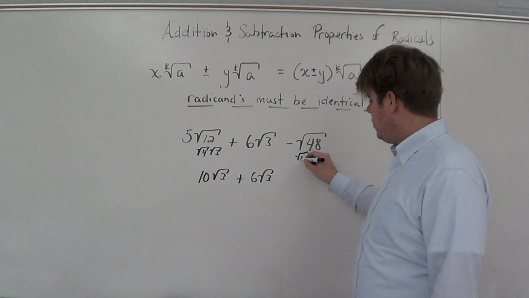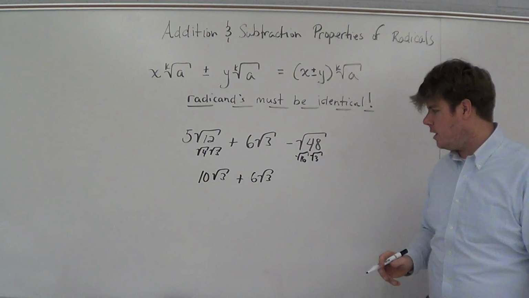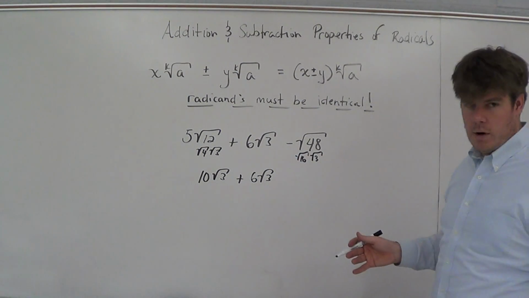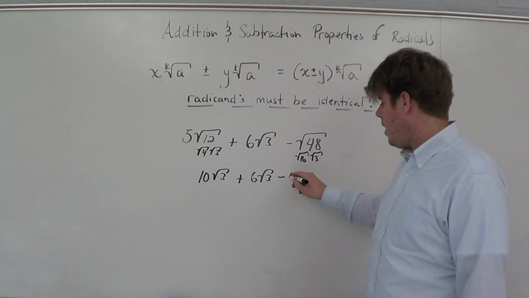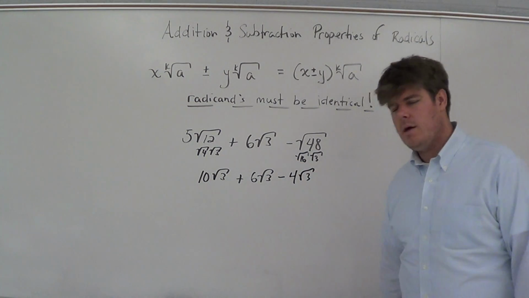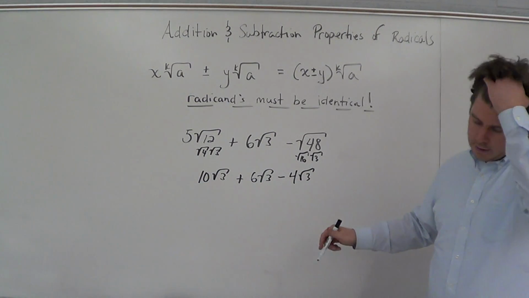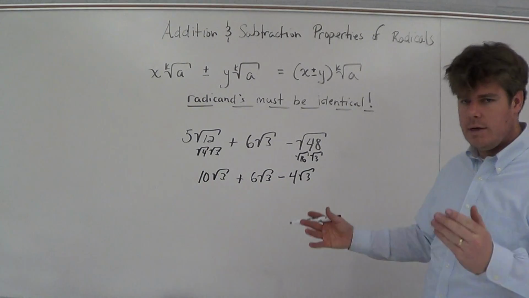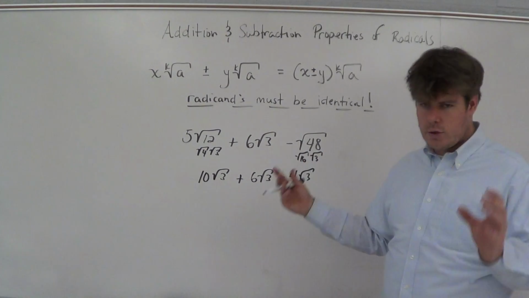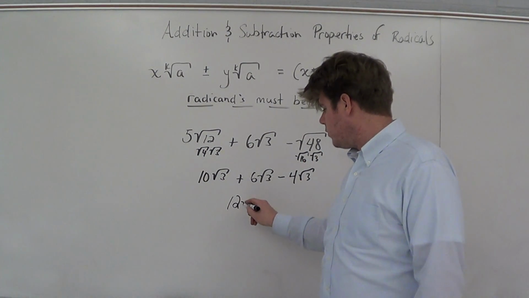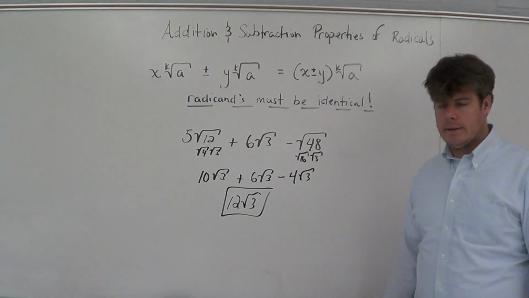So 48 is root 16 times root 3, which is nice for us based off of what I've worked here. So I get square root of 16 is 4, so this is minus 4 root 3. Now, what I can do here is I can begin to add the values in front and leave it as a root 3. So the important thing here is, how many root 3's do I have? So I have 10 plus 6, which is 16. 16 minus 4 is 12. So I have 12 root 3. And then that's my final answer, as 12 root 3.